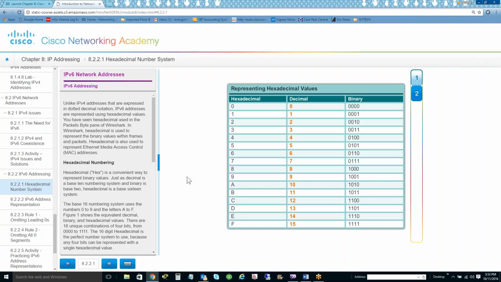So representing addressing in the IPv4 world, we just needed to know binary representation and decimal representation. Well, now that we have IPv6, we also need to understand hexadecimal representation because IPv6 addresses are noted in hexadecimal notation.